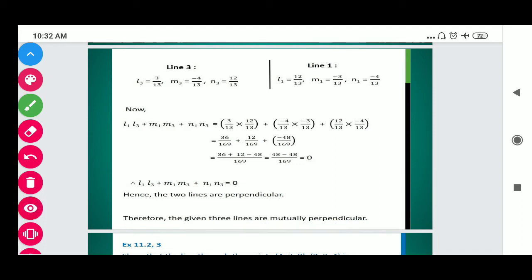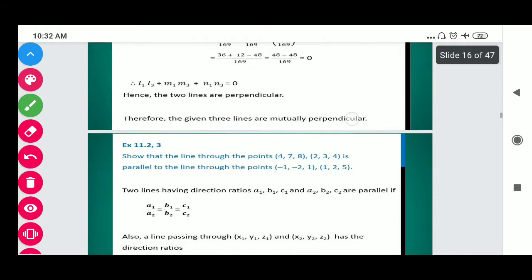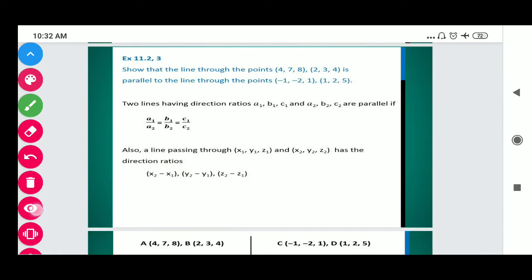Okay students, one thing you have to keep in mind from here is that whenever they ask to show the lines are perpendicular, then in that case you have to satisfy the condition l1 l2 plus m1 m2 plus n1 n2 is equal to 0. So next question is question number 3rd.